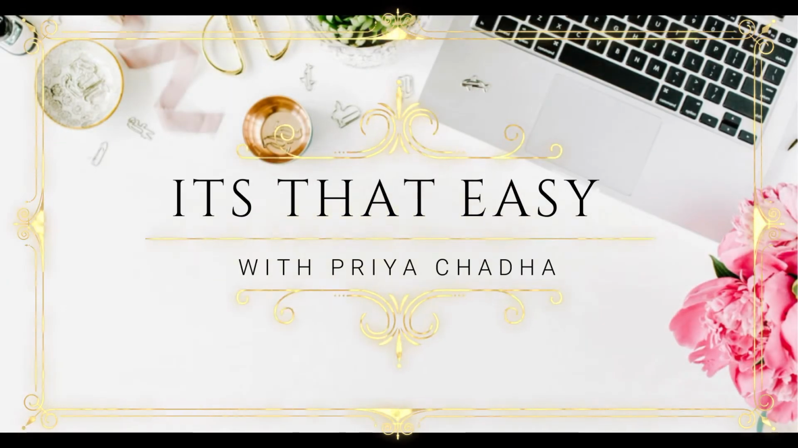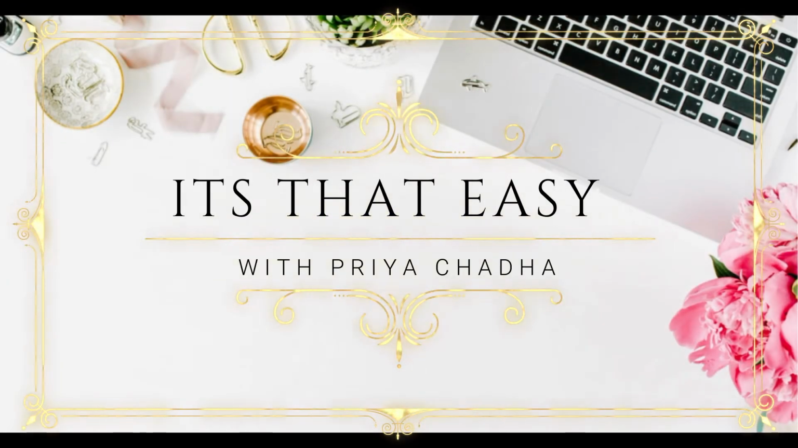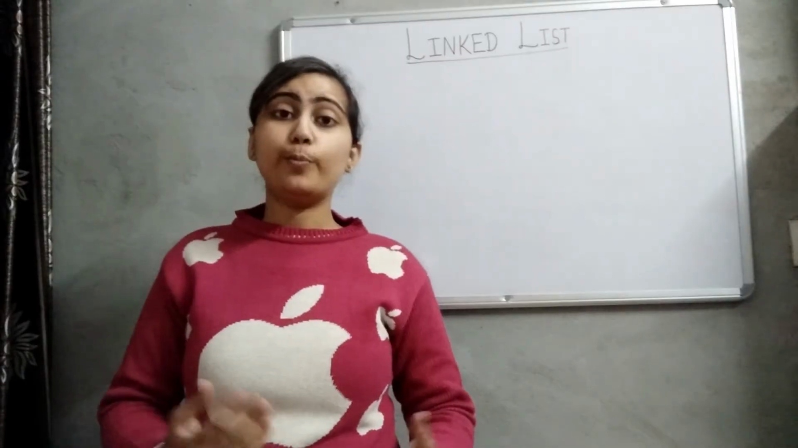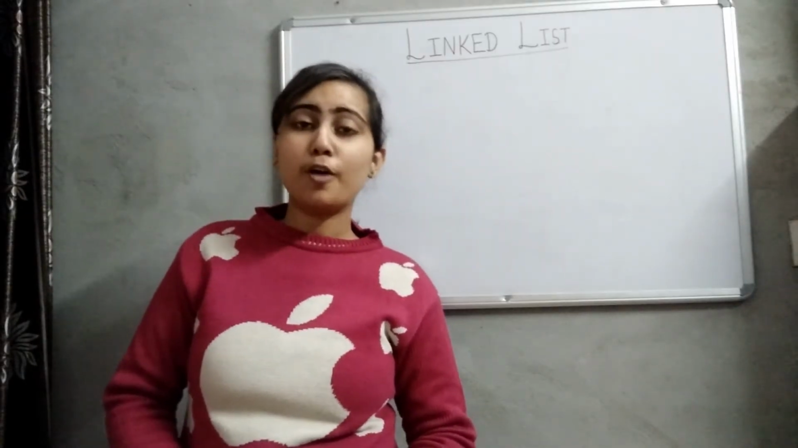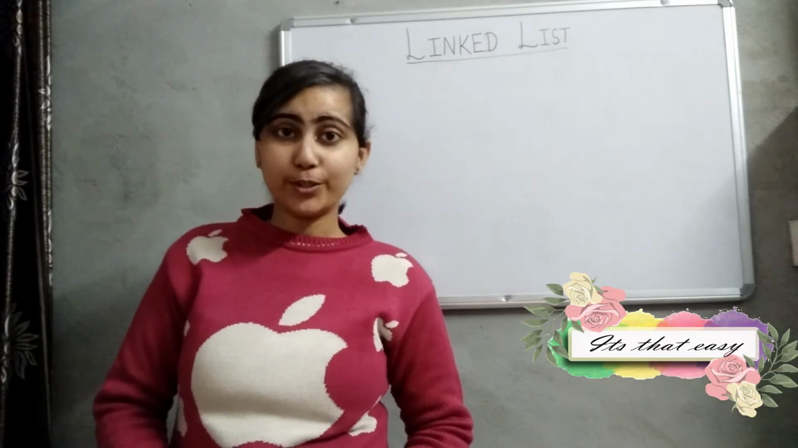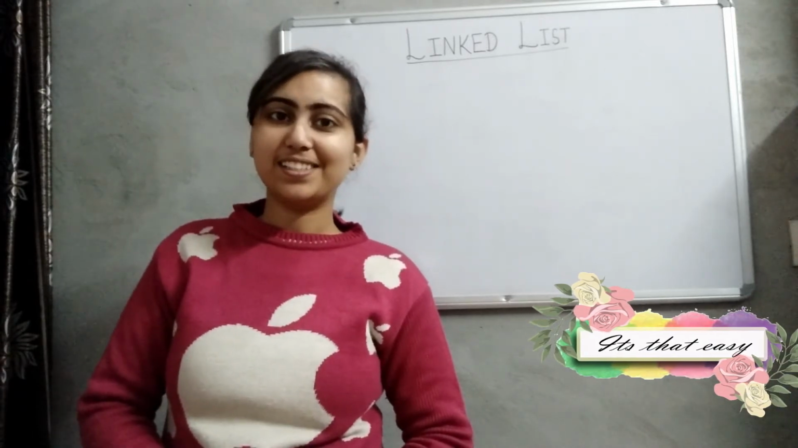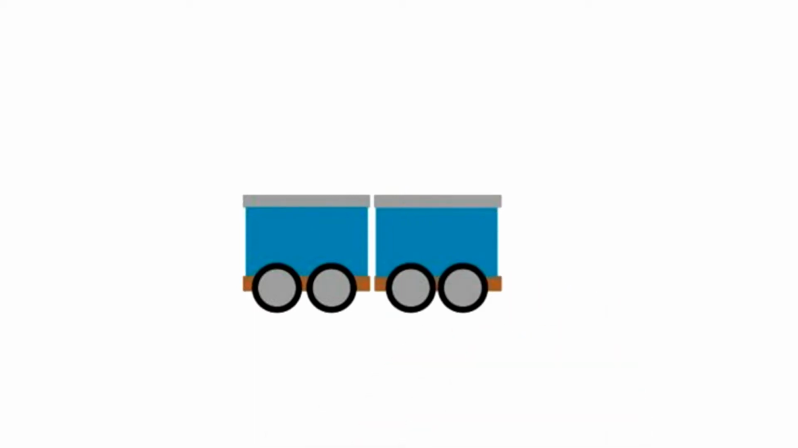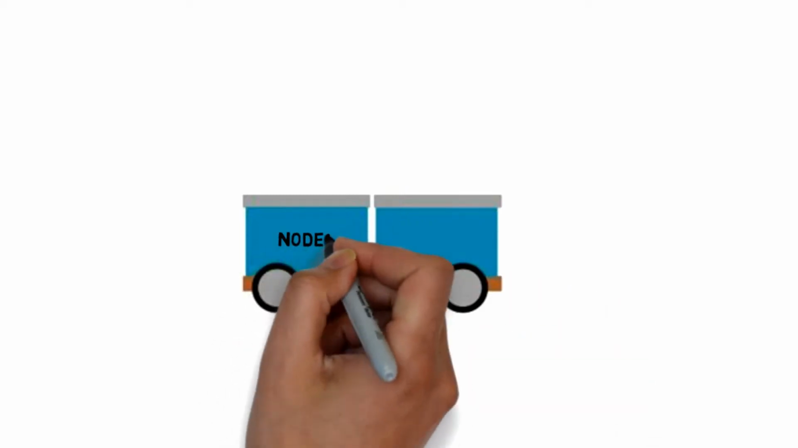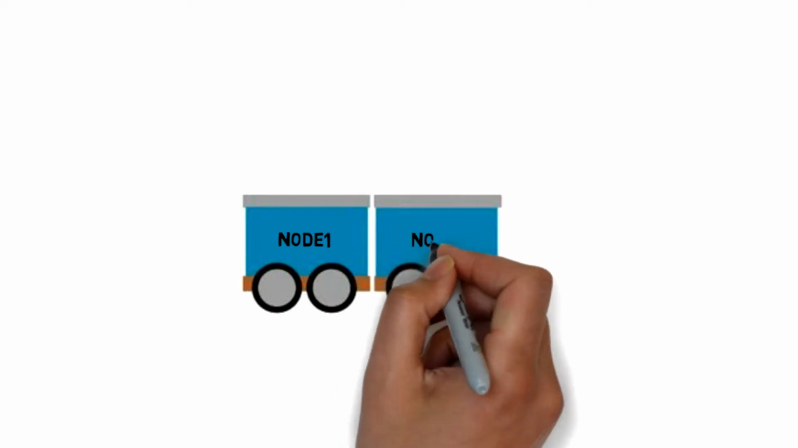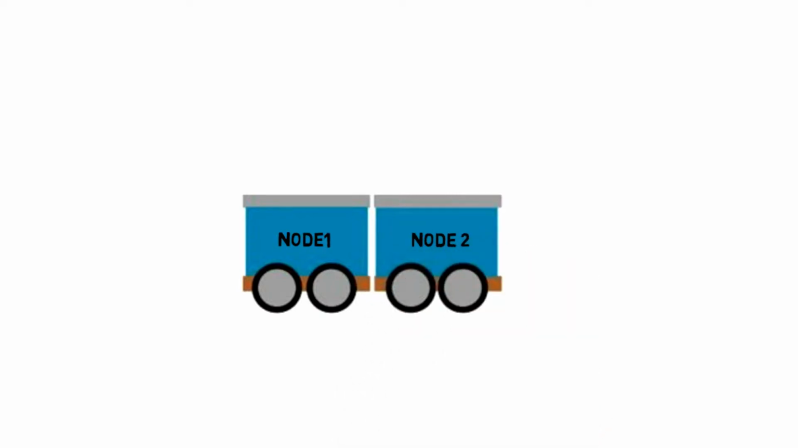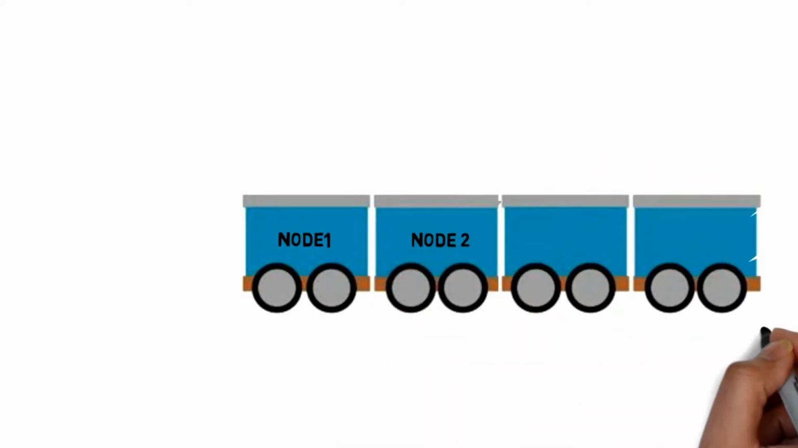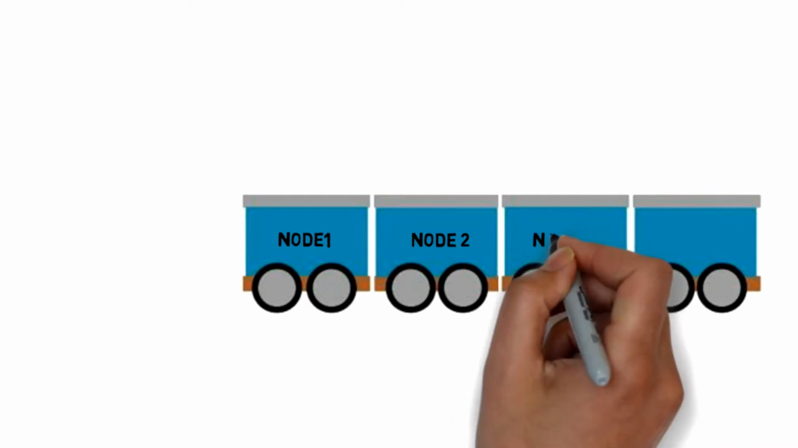So now let's move forward towards linked list. You probably use this term or might have seen its examples around you, just like a train. We can imagine the coaches of a train as the nodes of our linked list. We can add as many nodes as we want. In this example, I'm taking 4 nodes.